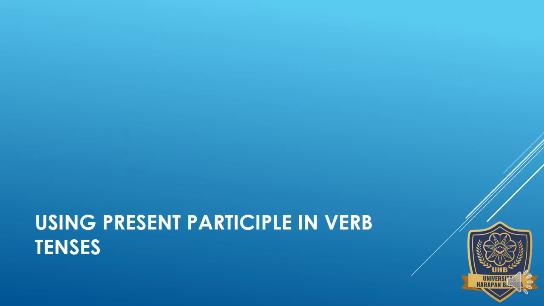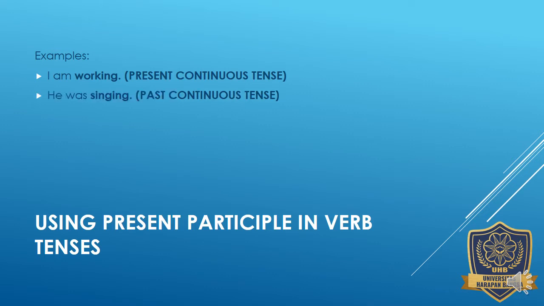Using present participle in verb tenses. For example, I'm working. This is a present continuous tense, because you have to use subject, to be, plus verb-ing. Number 2, he was singing. This is a past continuous tense because the to be that you use is was. They have been walking. Present perfect continuous tense. Subject plus have plus been plus verb-ing.